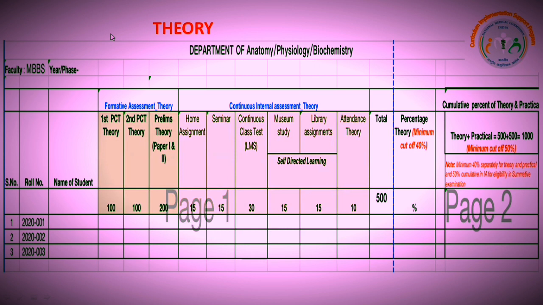Suppose the student is doing pharmacology internal, he will select a drug related article. If he's doing pathology internal, he will select a pathology related article. That article should be an original research article. He will read through the article, get the hard copy, and that article will be discussed again at a convenient time with that mentor only. And the marks will be awarded out of 15, as the library assignment is also 15.